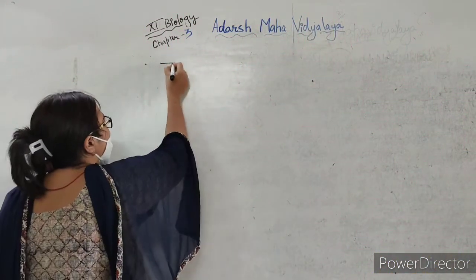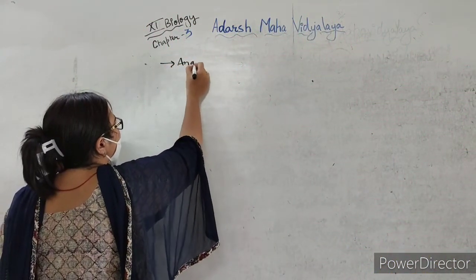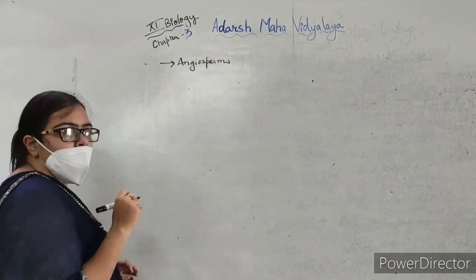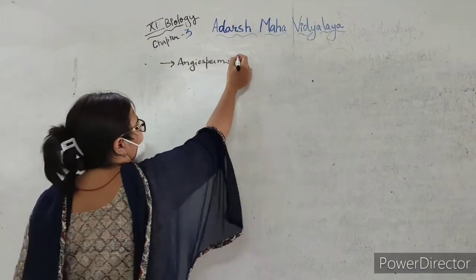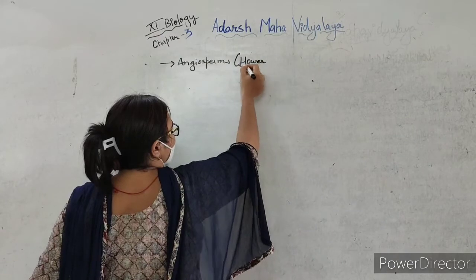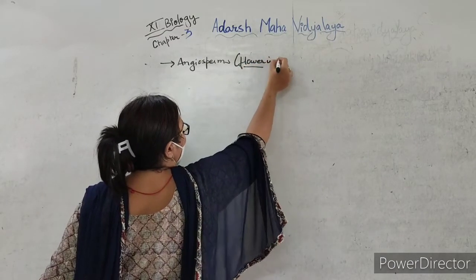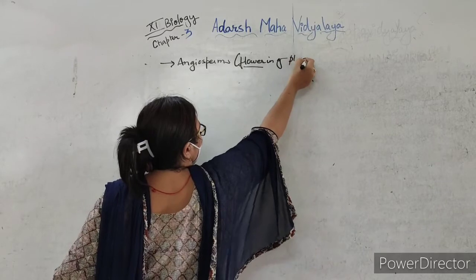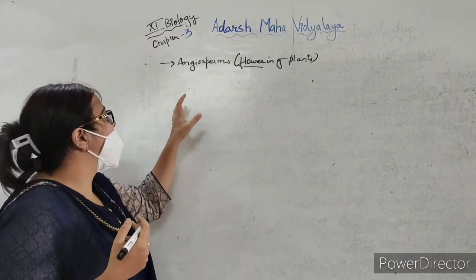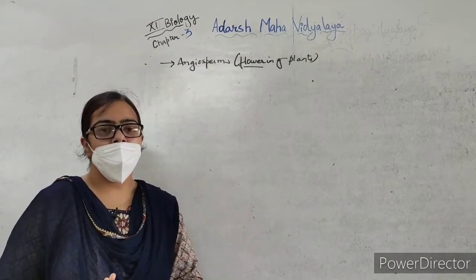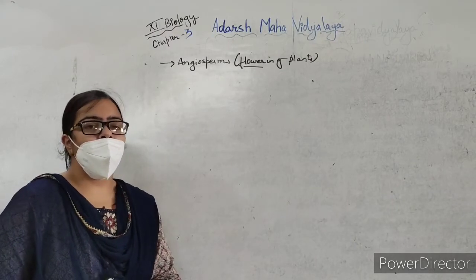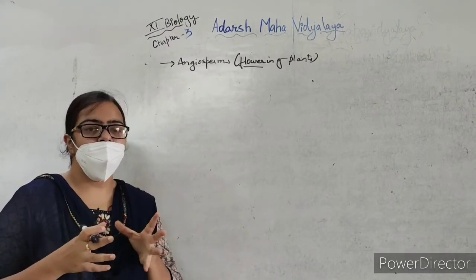Angiosperms. These are also called flowering plants, as they produce sexual structures that are the flowers. Some of the characteristics of angiosperms is that the ovules are not naked as they were in gymnosperms. They are covered with the help of an ovary.